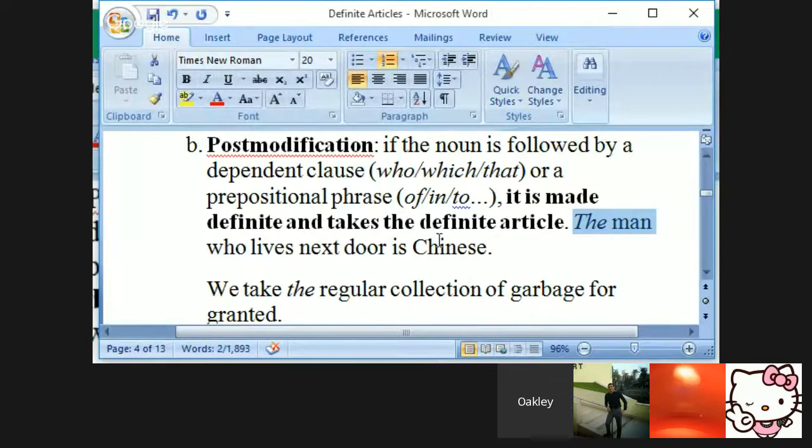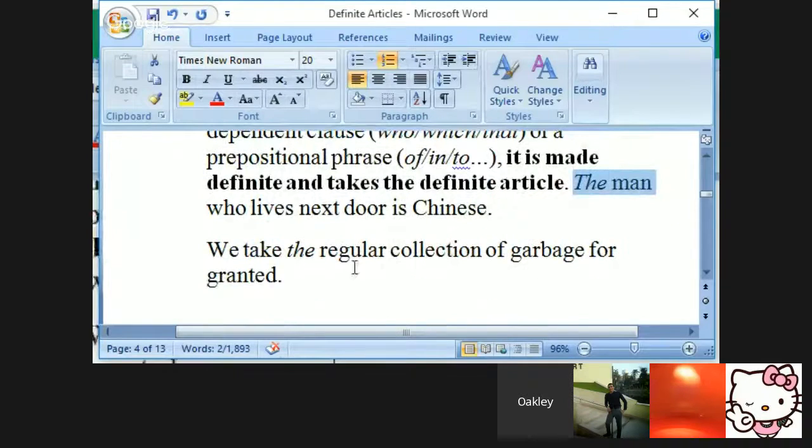We've actually defined him. We can also use prepositional phrases. Sometimes prepositional phrases work, and sometimes they don't. We take the regular collection of garbage for granted. Okay, notice the. Well, in this case, of garbage defines what collection it is pretty well enough for understanding. All right.